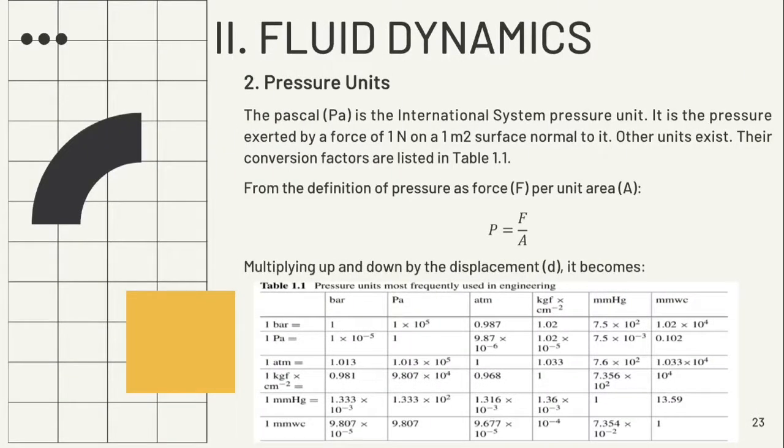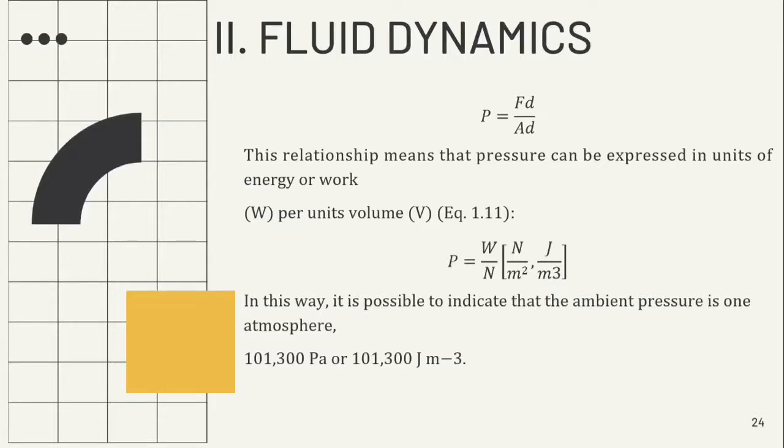Number 2. Pressure units. The Pascal or Pa is the International System pressure unit. It is the pressure exerted by a force of 1 Newton on 1 square meter surface normal to it. Other units exist. Their conversion factors are listed in the table below. From the definition of pressure as force per unit area, this relationship means that a pressure can be expressed in units of energy or work. In this way, it is possible to indicate that the ambient pressure is 1 atmosphere.